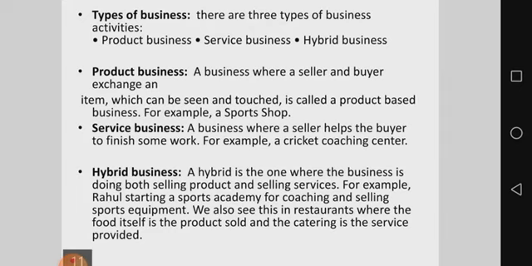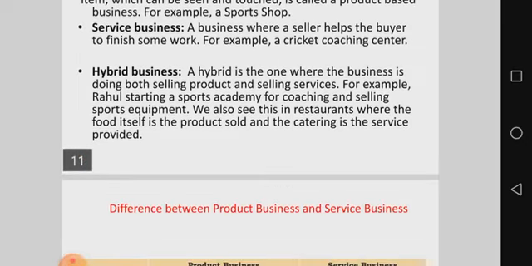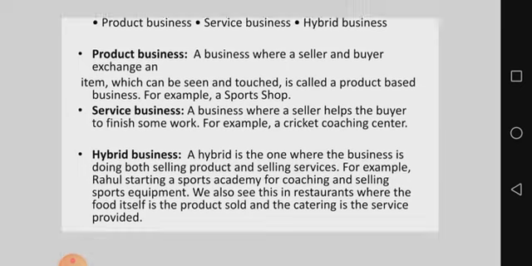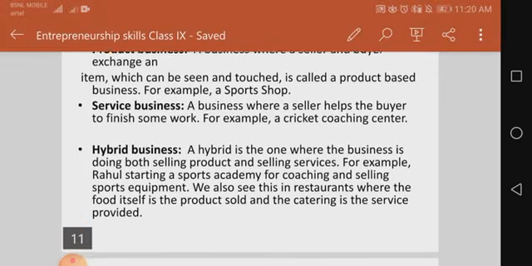You can also assume a tailor shop where a tailor prepares your clothes. Also he or she sells the raw products like the cloth and all those things. Fine. So these are the three types of businesses we have read.